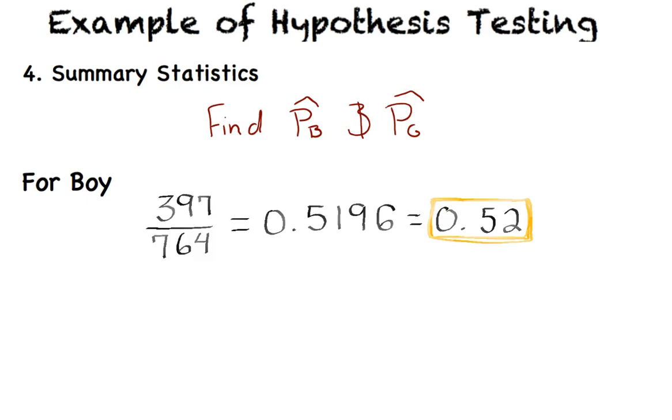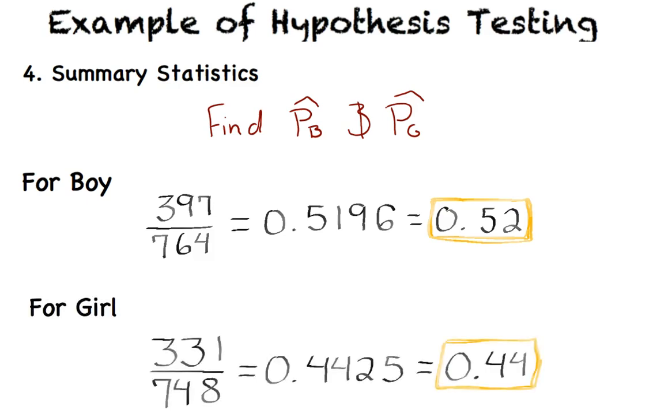And it will become 0.5196. Rounding to 2 decimal points, the answer will be 0.52. For girls, we will do 331 divided by 748, and this calculates to 0.4425. Rounding to 2 decimal points, we will come up with 0.44.